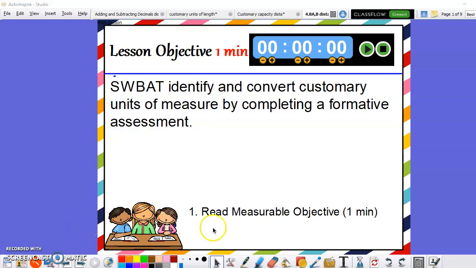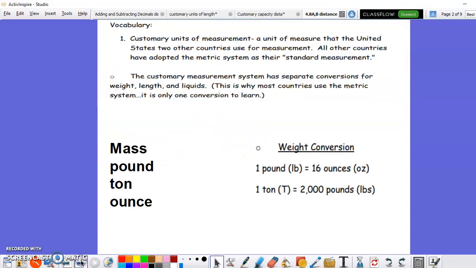Good afternoon. Today is May 7th, 2020, and in today's lesson, students will be able to identify and convert customary units of measure by completing a formative assessment. So we've been talking this week about the customary units of measure.